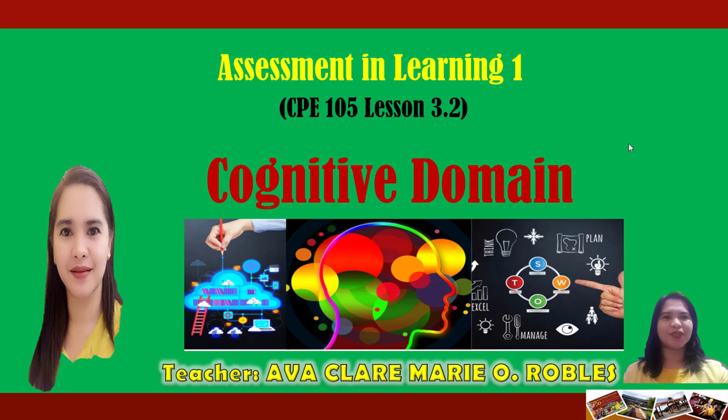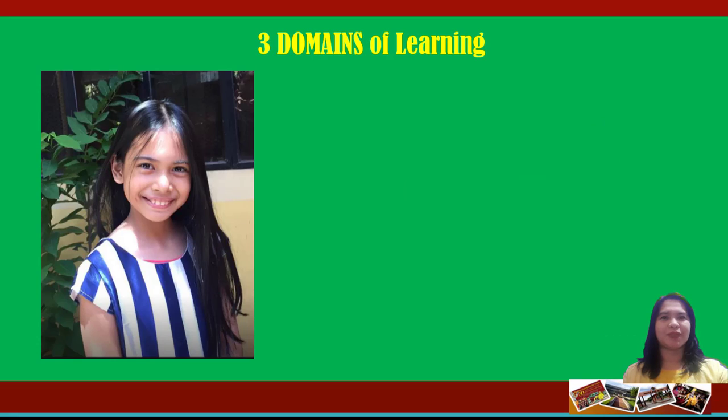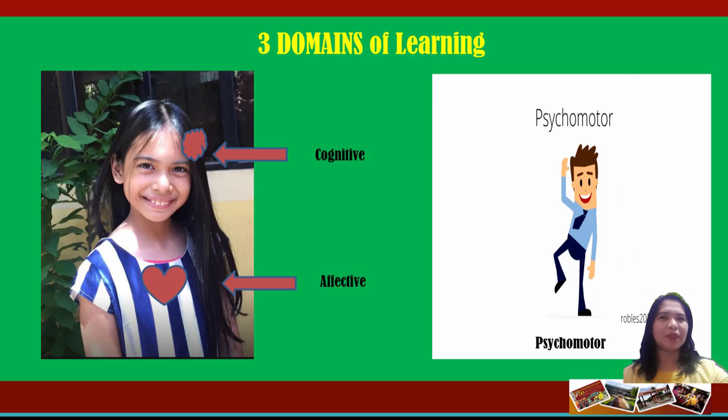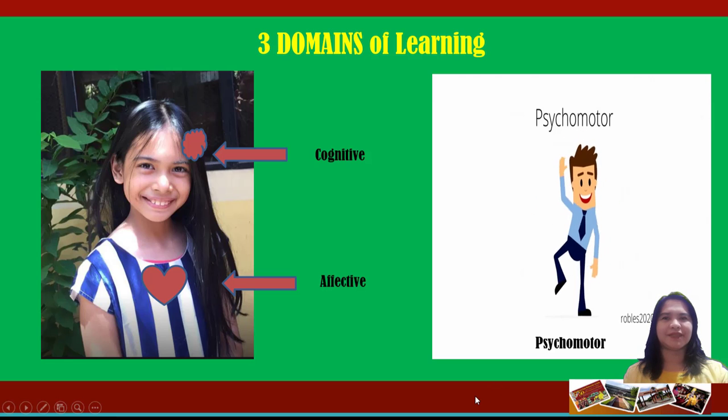Our objective for today's lesson is to explain the various levels of cognitive domain of Bloom's taxonomy. For now, I believe you are familiar with the three domains of learning, which are the cognitive domain, which refers to the mental skills or the knowledge, affective domain or the growth in feelings or emotional areas, and also the third one, psychomotor or the physical skills.